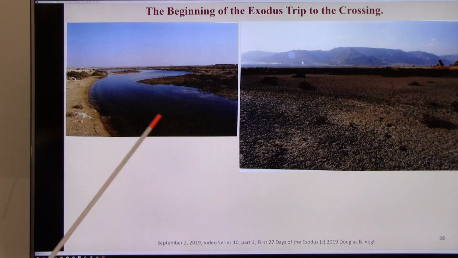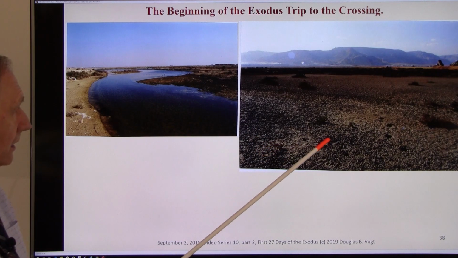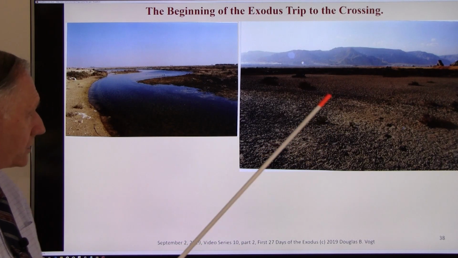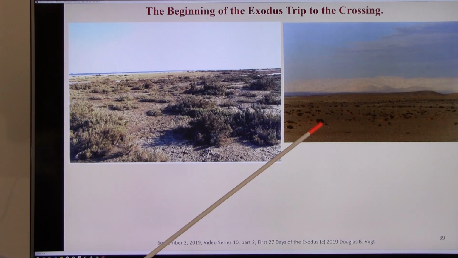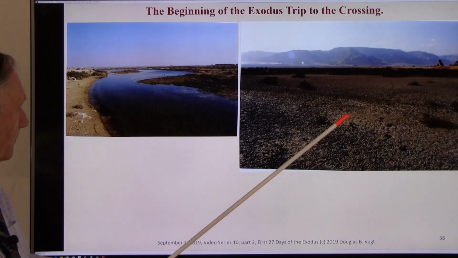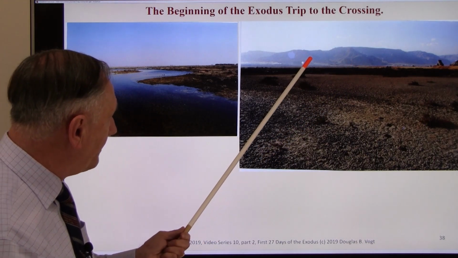Here's that spit of land. There's an inlet from the ocean, I should call it a sea, the Red Sea. Here's what it looks like on it. Here's another. There was evidence of reeds on it, but this is a scrub brush that's here today. Here's another view here. This, by the way, Baal-zephon is about over here.